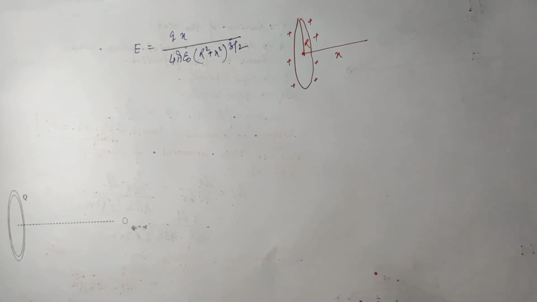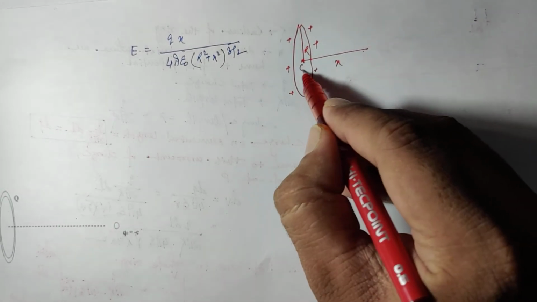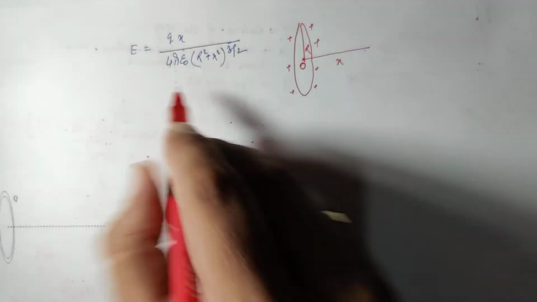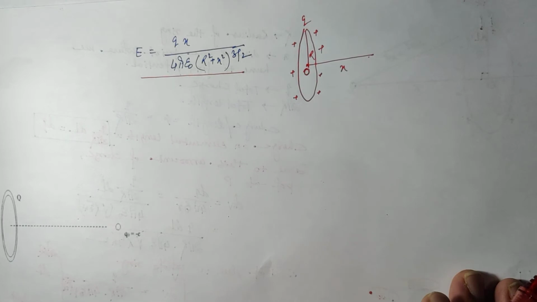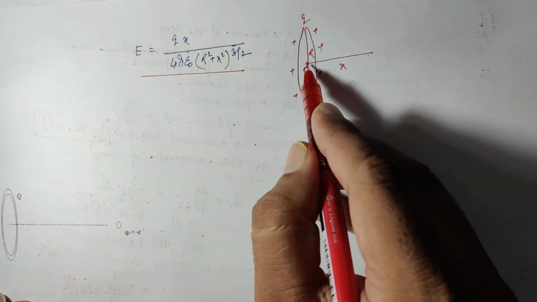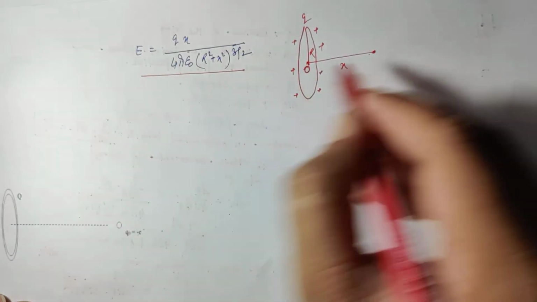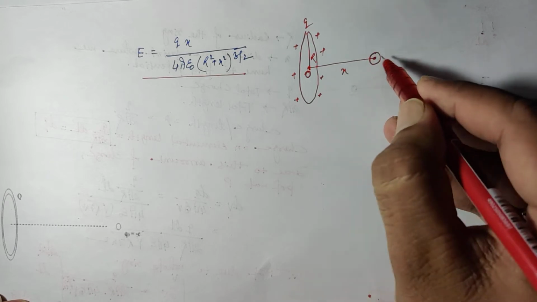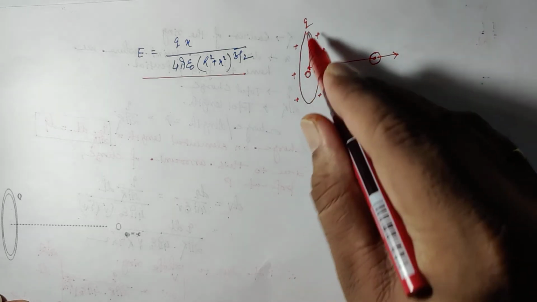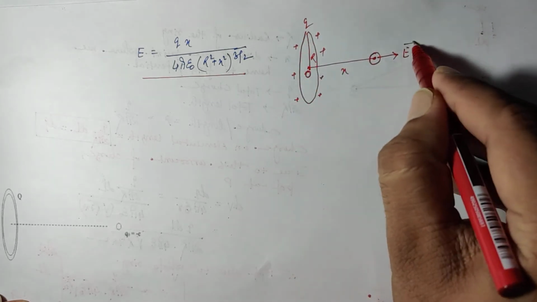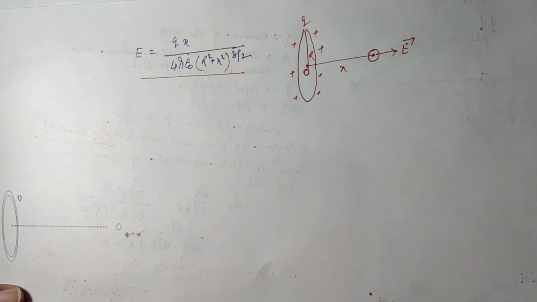We have evaluated the electric field on the axis of a charged ring at a distance x from its center, given by this expression, where q is the charge on the ring, R is the radius of the ring, and x is the distance of the desired point from the center of the ring. So this is the expression for the field at this point, and as discussed in the previous video, the direction will be away from the center if the ring is positively charged, and if the ring is negatively charged, the direction will be towards the center. Now moving to some special cases.